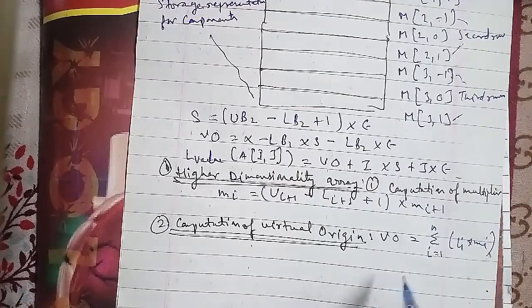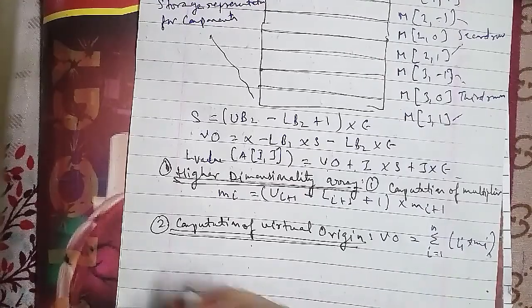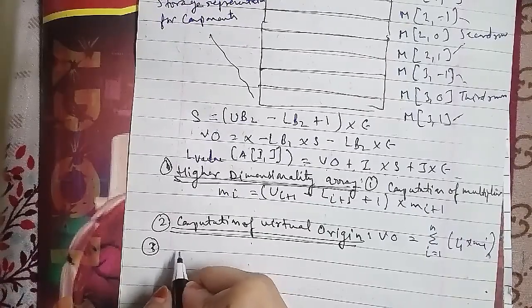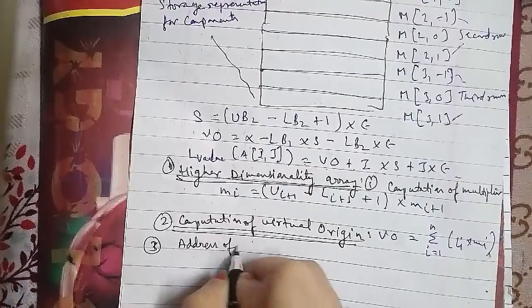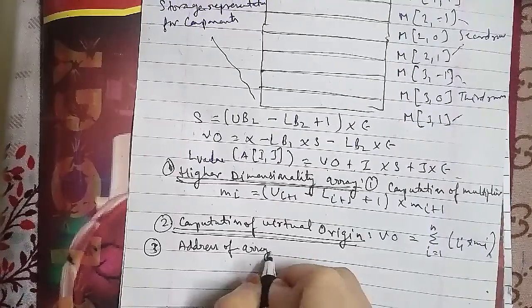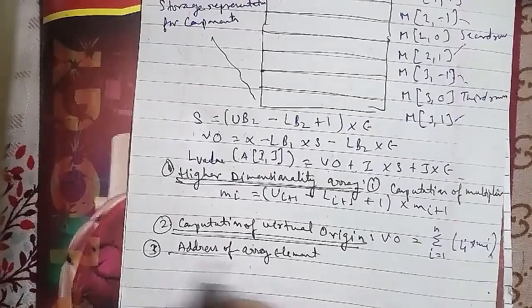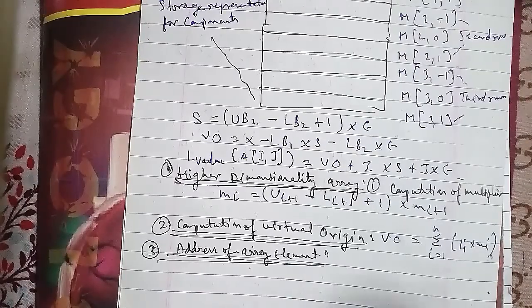In the address of the array, that is the address of the array element, where we can say that A of S1 till S of N is given by VO plus the sum over I equals 1 to N of S of I multiplied by M of I.